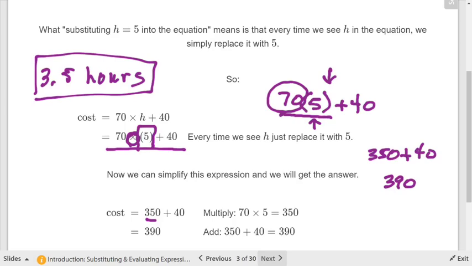So if he was there for 3.5 hours, how much would it cost? You have your formula, so all you have to do is substitute. What is substitution? Do we have to solve it then? Of course. How much would the cost be for that? Substitute and then evaluate.